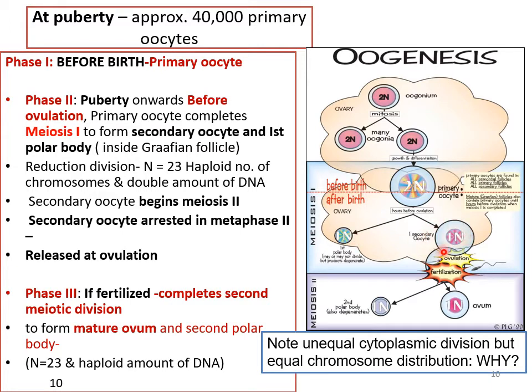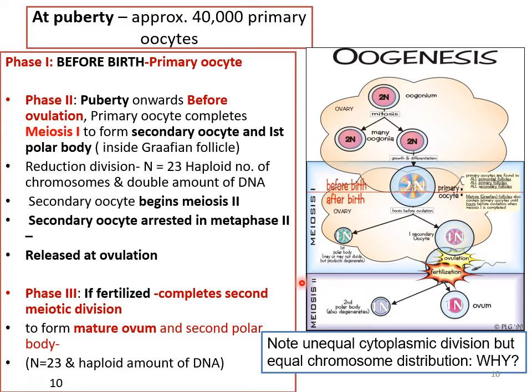Okay. Now you get a large secondary oocyte and the first polar body. But this secondary oocyte begins meiosis 2 just like in spermatogenesis, but it gets arrested in metaphase 2. That means the chromosomes come near the equator, and it just gets arrested there. So it's still not a mature ovum. It will be released as such at ovulation from the mature Graafian follicle.